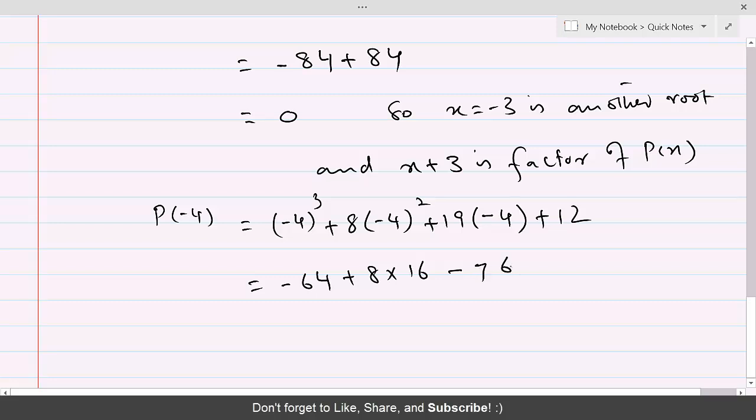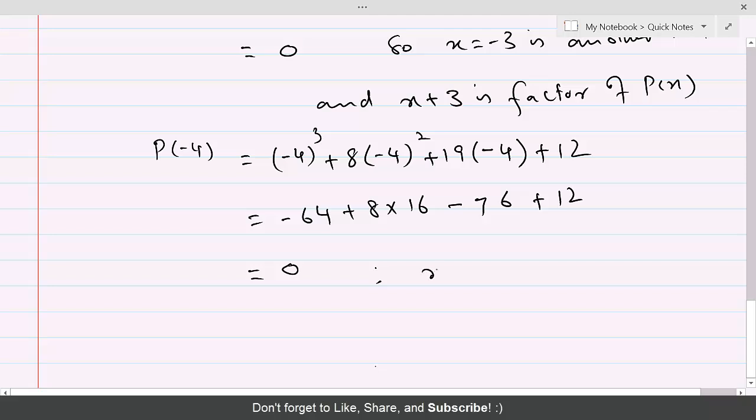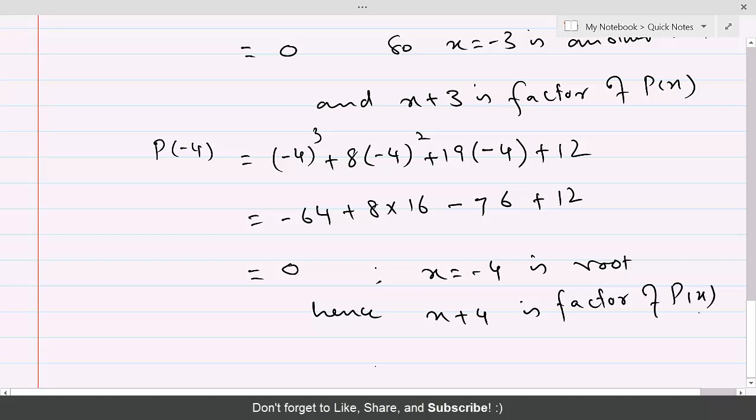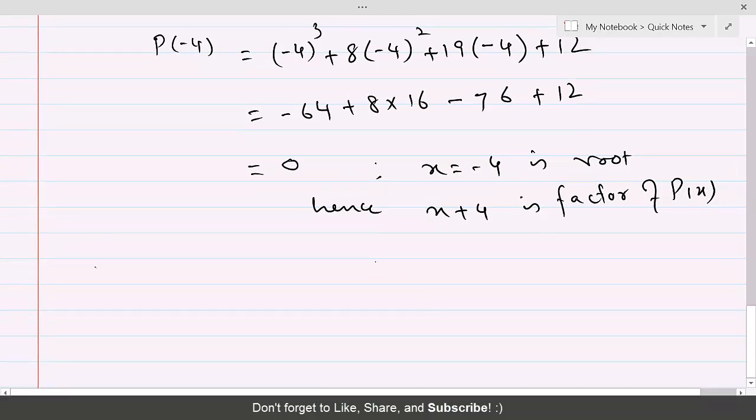6 and 7 plus 12, and now let's add the positive and negative numbers, and it must be equal to 0. Therefore, we can say that x equal to minus 4 is a root, hence x plus 4 is a factor of p of x. You can try all the other numbers. None of the other numbers is going to give you the value 0 whenever you substitute that number into the polynomial. Therefore, we have collected the factors.